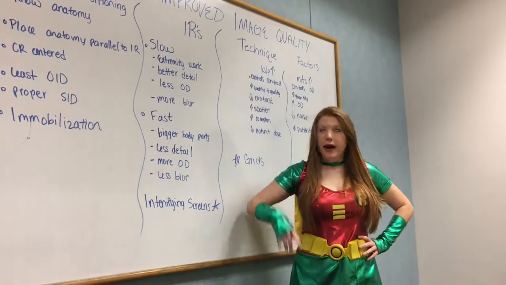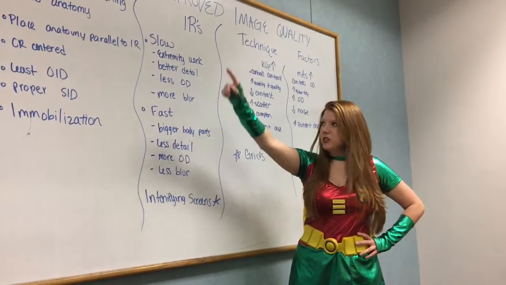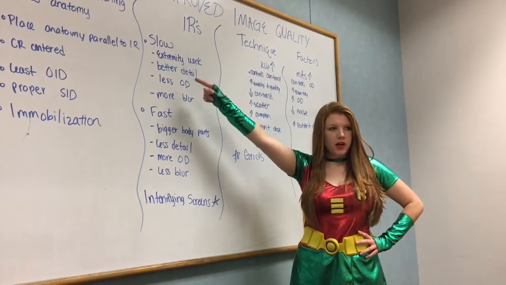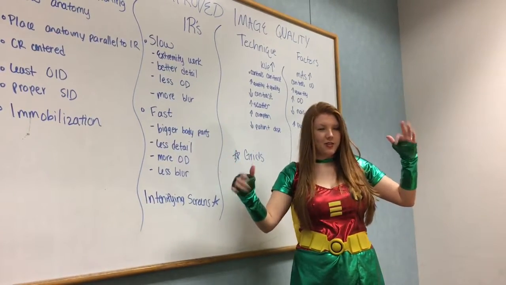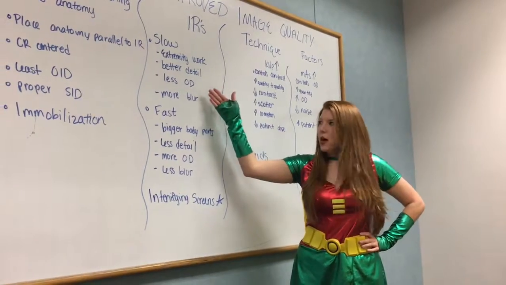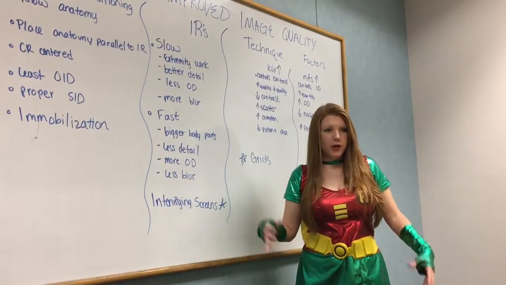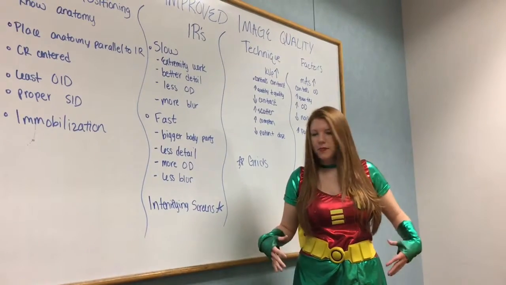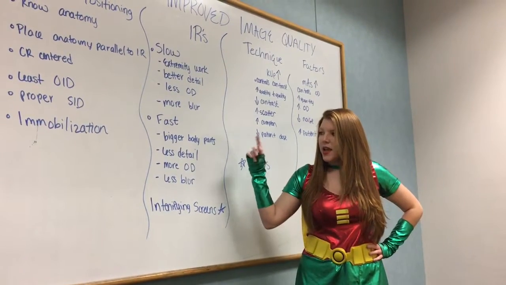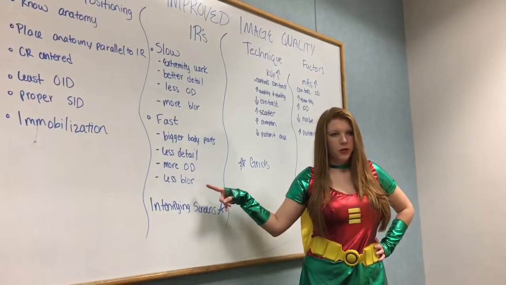Now we're going to talk about IRs. We have slow IRs and fast IRs. The slow IRs are for extremity work, like your hands and your feet, and it gives better detail and less optical density and more blur. Fast IRs are for bigger body parts, like your chest and abdomen x-rays. It has less detail, more optical density, and less blur.